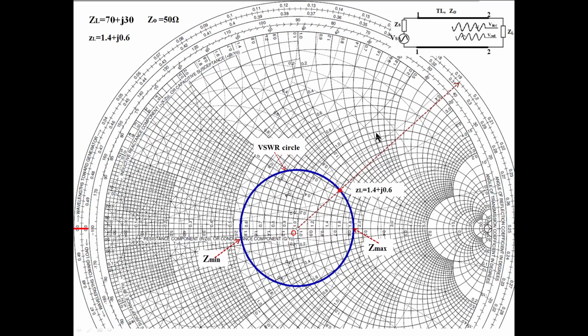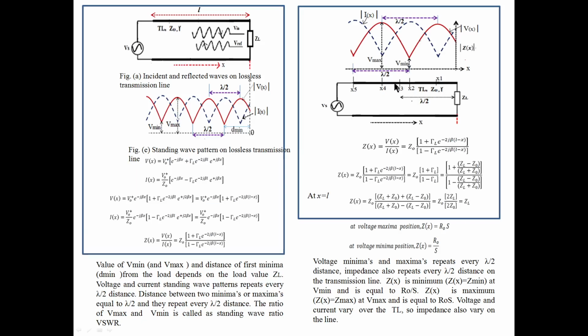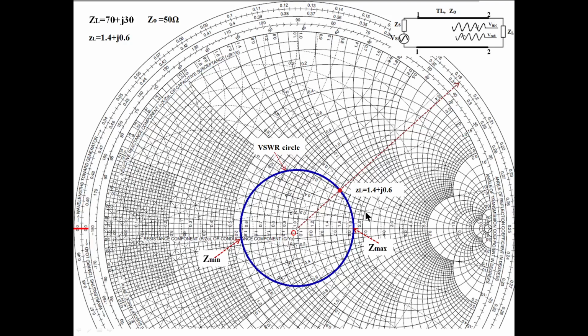What we can observe here is that the impedance varies as you move over the circle, and that variation you can easily come to know. You can easily read the value, the impedance at any position. Starting from the load here, if you move like this, it is moving towards the generator. This point is at some distance, this is at some distance, and this is at some distance.